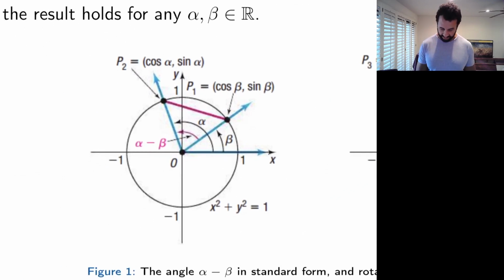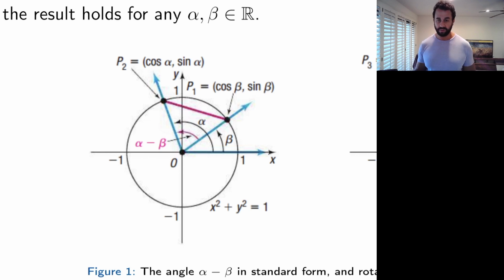So first we have the angle alpha right here, right? That's the angle from the x-axis to this ray right here. So that's the angle alpha. And then here's the angle beta from the x-axis to this ray right here. And so from that, we can actually see the angle alpha minus beta. So the angle alpha minus beta is right here. So this little space right here is alpha minus beta. And what we would like to find out is the cosine of that angle.